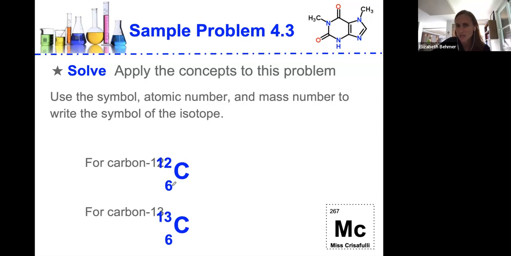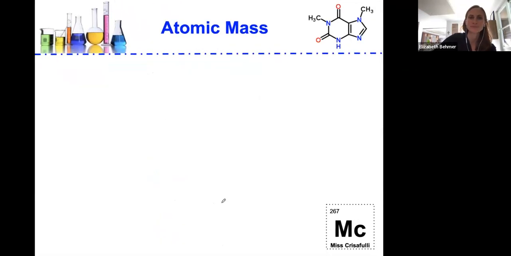So what's changing here between carbon-12 and carbon-13? They're isotopes, so just the number of neutrons. So the number of protons, the atomic number, is staying the same, but the mass number is changing. Carbon-12 has 6 neutrons, and carbon-13 has 7 neutrons.